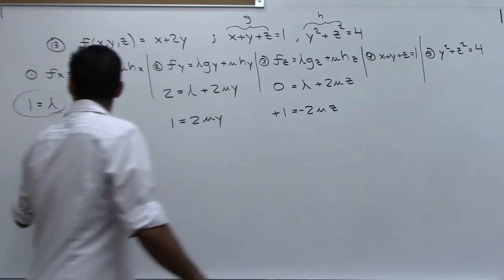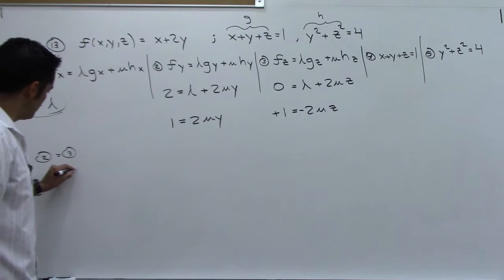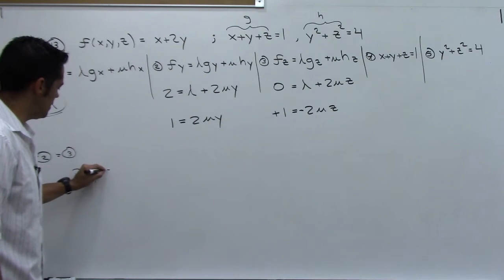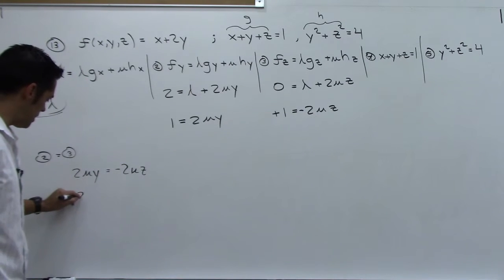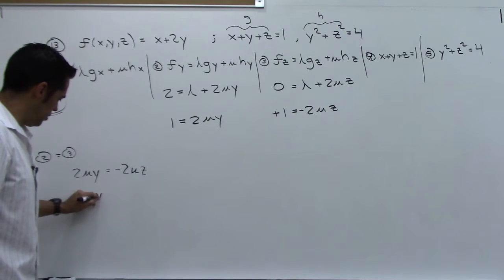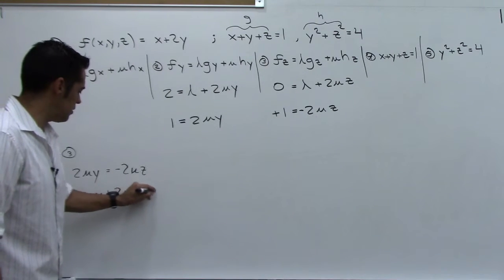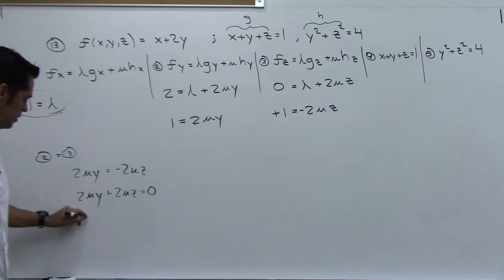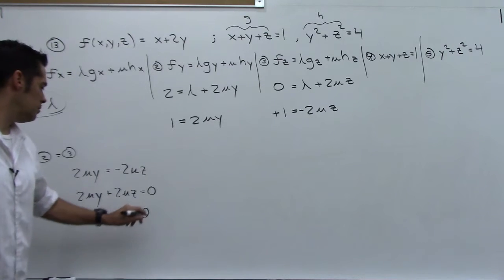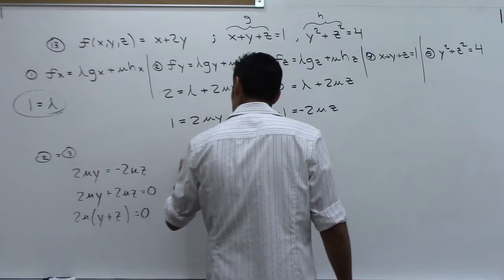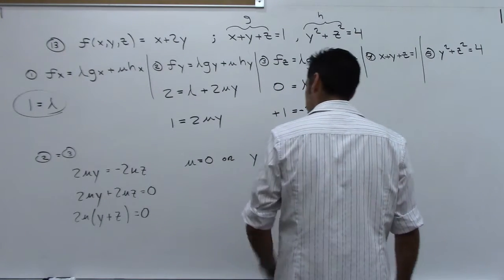So if I set equation 2 equal to equation 3, I get 2 mu y must equal negative 2 mu z. Bring everything over to one side. 2 mu y plus 2 mu z must equal 0. Factor out a 2 mu: y plus z equals 0. You get mu must equal 0 or y must equal negative z.